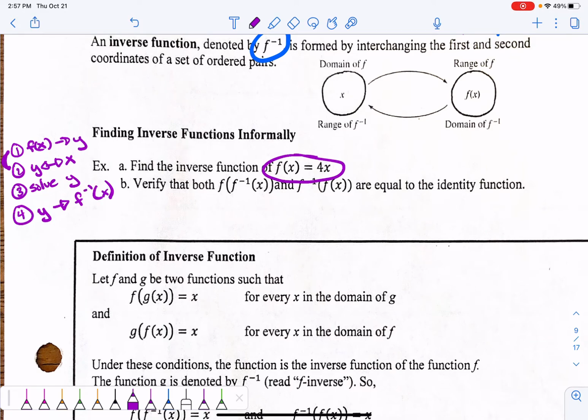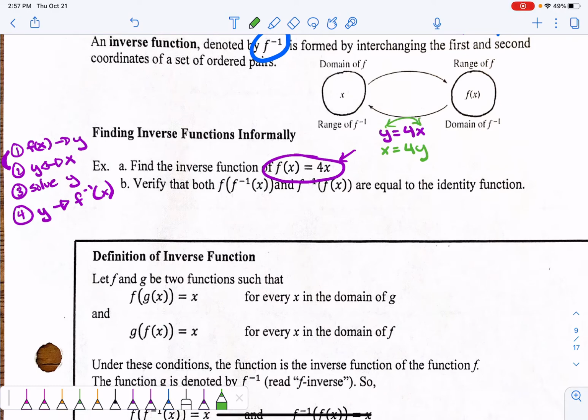So we're going to do part A. We're going to do those 4 steps on this function. So step number 1 is we call f of x y. So we really have y equals 4x, okay? Step number 2, I switch the x and the y around. So x is equal to 4y. I just switch places with those two guys.